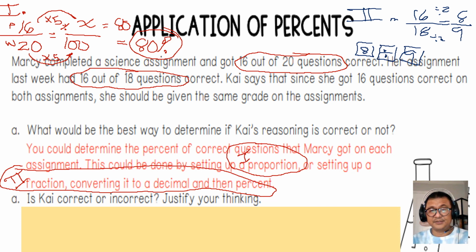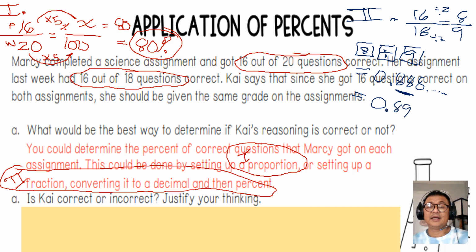Okay, let me get my own calculator. If I do 8 divided by 9, I will get this weird number. I will get 0.8888 non-terminating. But remember, just round to two decimal places. So I'll make it 0.89. And how do I make that percent? It's a decimal now. I will change that to a percent. What will I do? Move two places to the right. That's going to be 89%.